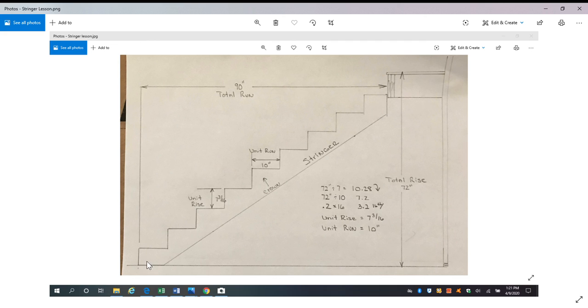So that's why you cut the thickness of your tread off the bottom, which then also would lower this to the correct height. So when you put your tread on here, it would work. All right, hopefully that helps.